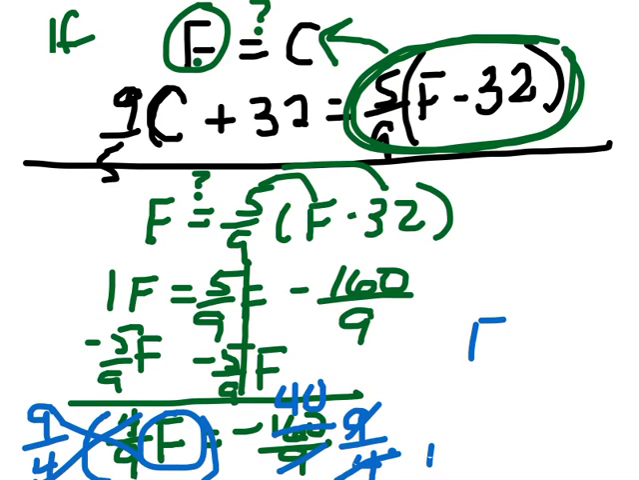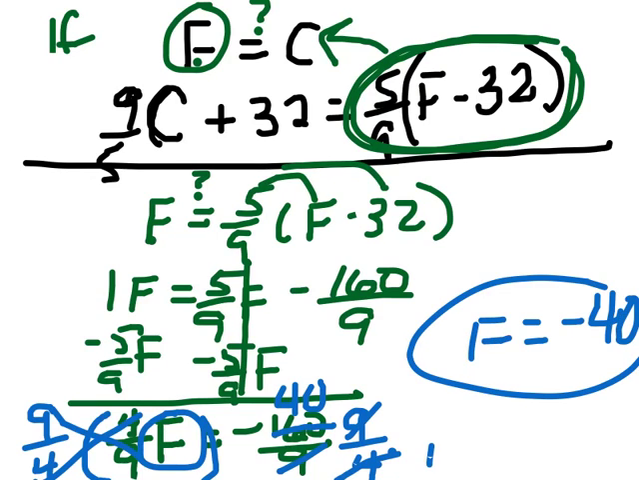And 4 goes into 160 40 times. I would have F equal negative 40. And that would be my answer. At negative 40 degrees Fahrenheit and negative 40 degrees Celsius, the temperatures would be equal. I think, unless I've messed up.